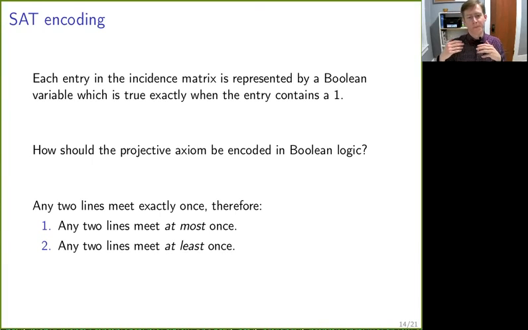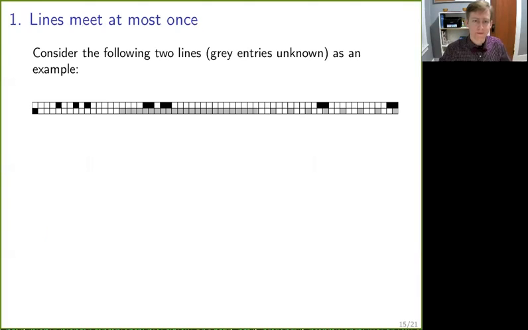You can break it up into its simplest components, right? So if 2 lines are going to meet exactly once, they're going to meet at most once and at least once. Let's go through each of these in turn. First of all, let's say the lines meet at most once. I've given you 2 random lines here, and I'm going to go over an example. The gray entries are unknown, the white entries are 0s, and the black entries are 1s.